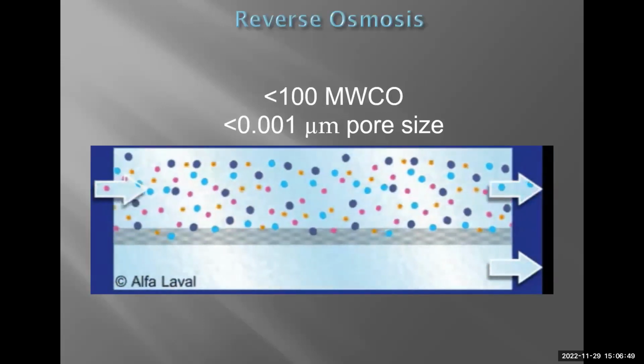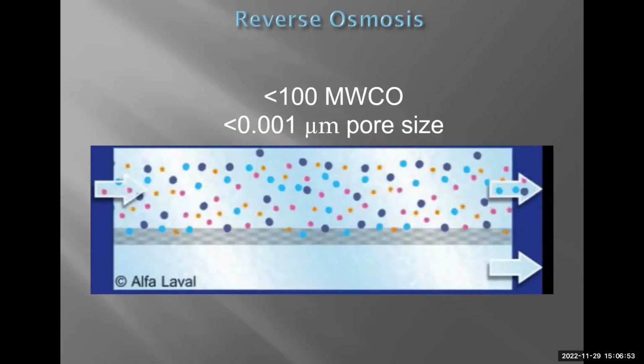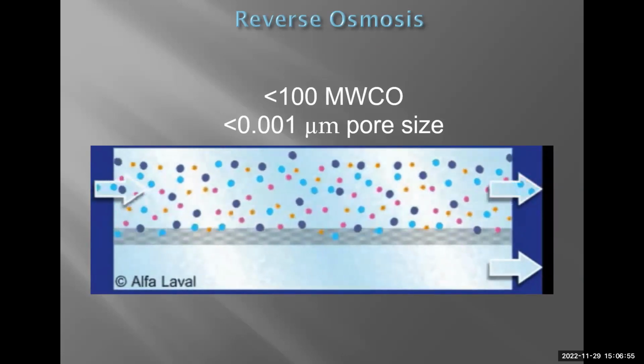And then finally, reverse osmosis. It's typically just a little bit tighter than nanofiltration, usually a little bit smaller than 100 molecular weight cutoff. It is around 0.001 micron pore size. Typically, these membranes have a thin film composite over the top of them to allow total retention of all particulates, allowing just the permeate to be clean going through.